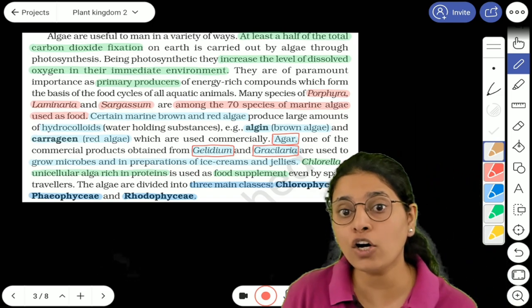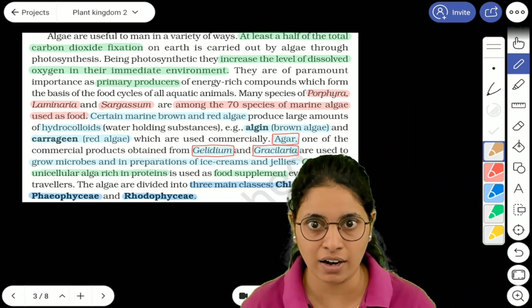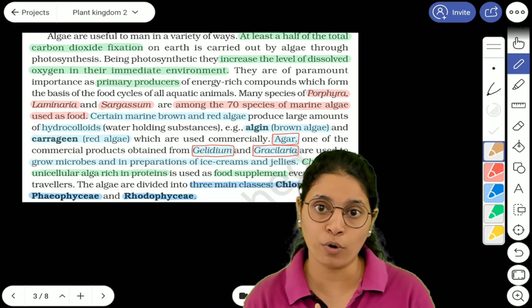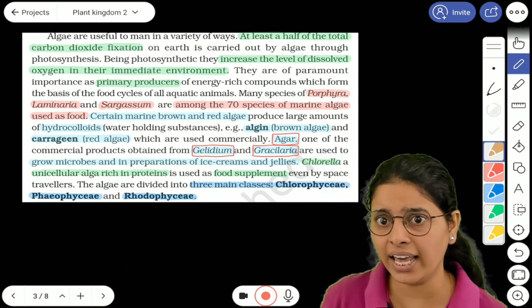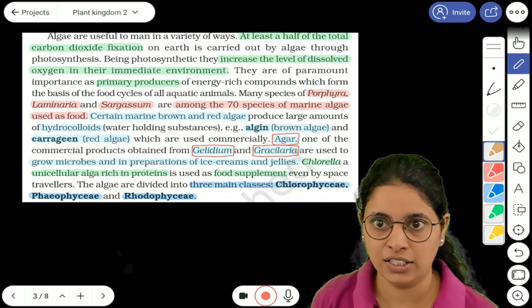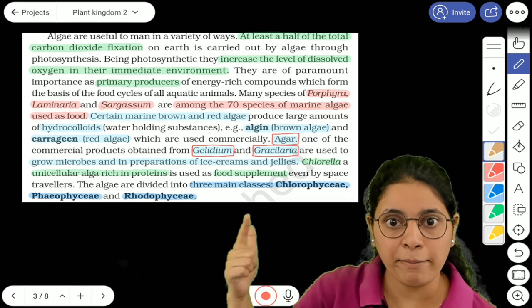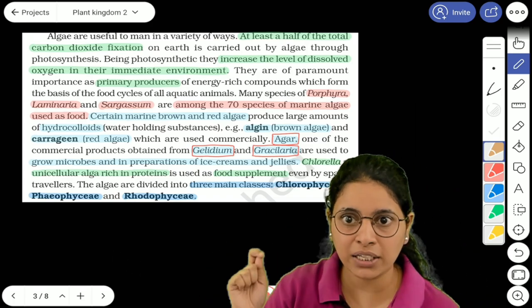तो ये एक ecological importance हो जाएगा. They provide food and they also provide oxygen. Next, many species of Porphyra, Laminaria and Sargassum. वापस एक बार देखो, very important.